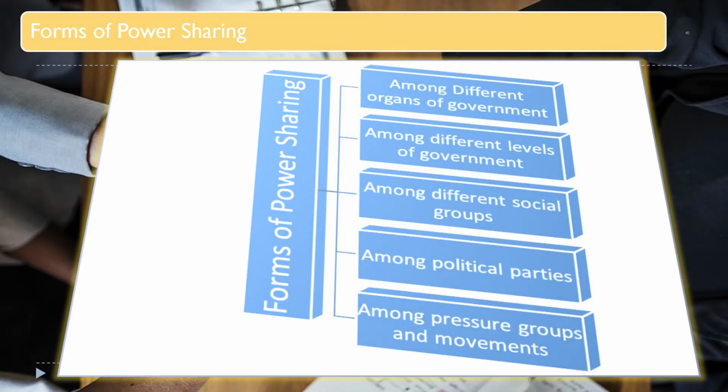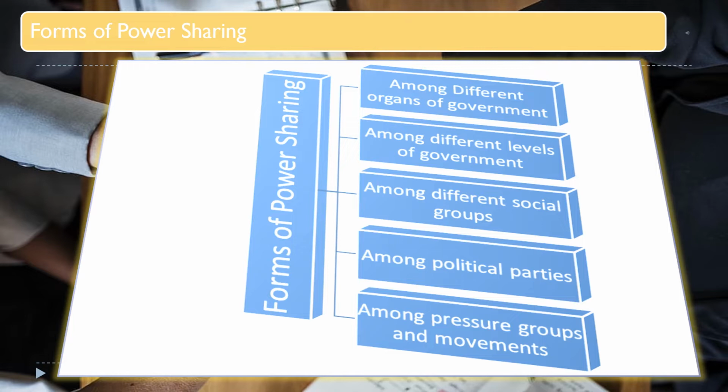Now let's gather the key points for forms of power sharing. What are the different forms of power sharing? How is power shared in modern democracies? What are the different ways in which power is shared in different democracies? So the first way is among different organs of government, like legislative, executive, and judiciary.